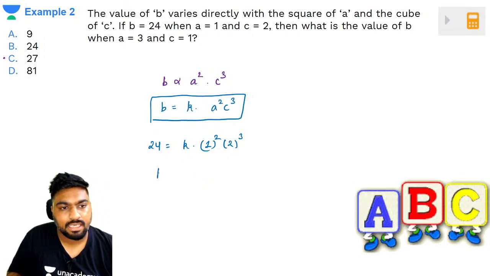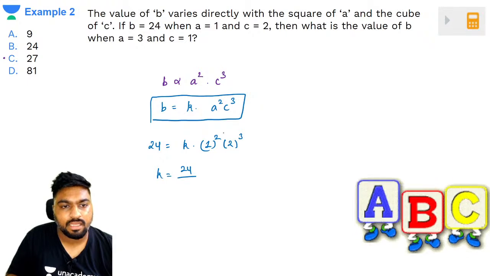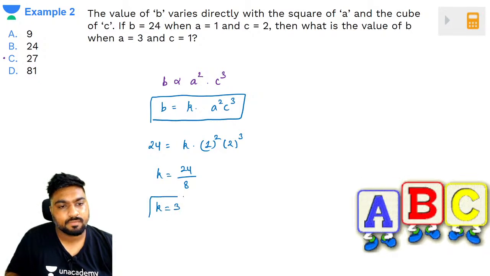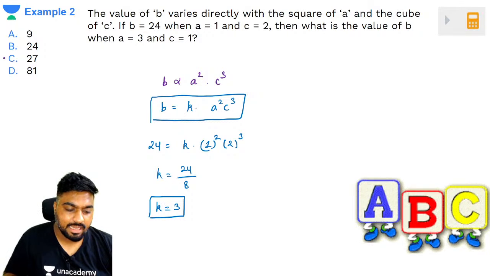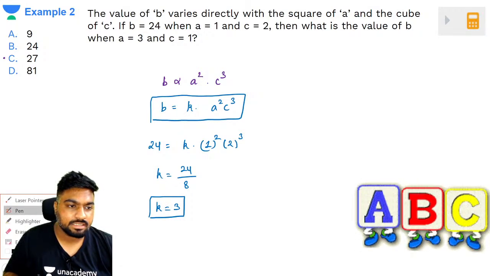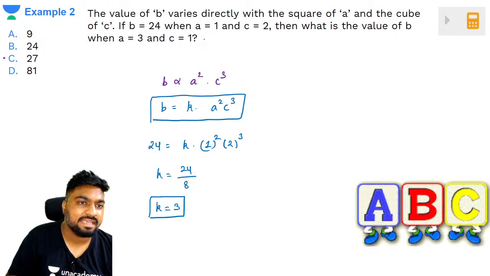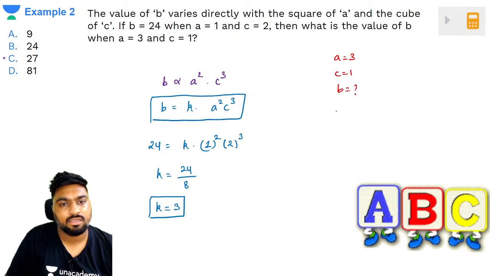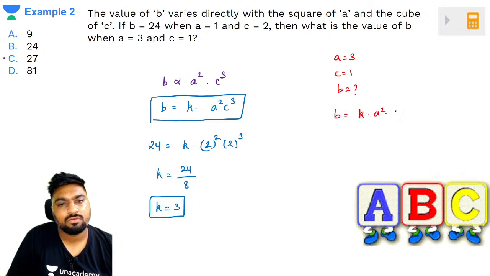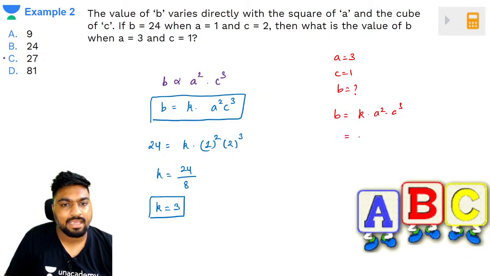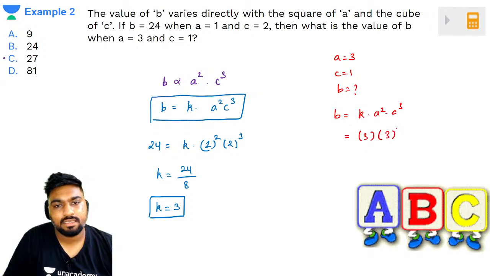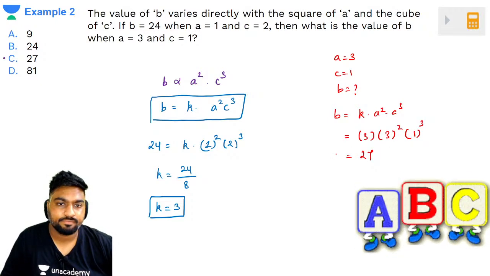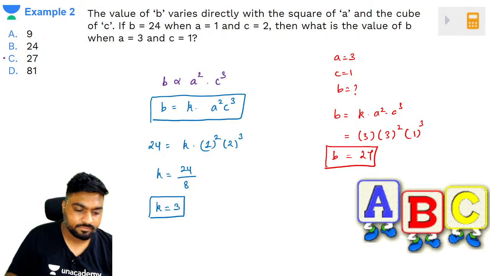What do you get here? You get K is equal to 24 divided by 1 square is 1, 2 cube is 8. So you get the value of the constant to be 3. Value of the constant K is 3. Now what are they asking? What is the value of B when A is 3 and C is 1? We need to find out what B is. We know B is K into A square into C cube. So K is 3, A square is 3 square and 1 cube. This is 27. Got it, guys?